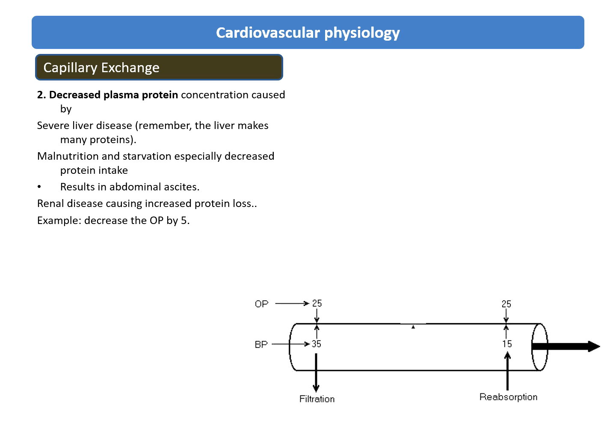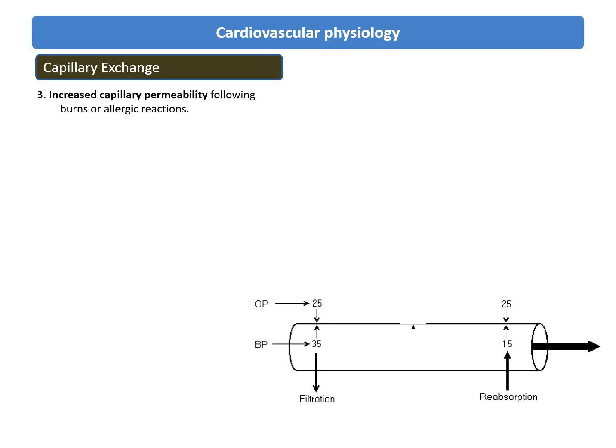For example, if we decrease the osmotic pressure by 5, the filtration pressure now becomes 15. Because the osmotic pressure is 20, the blood pressure is still 35. The reabsorption pressure now becomes 5 because the osmotic pressure again is 20. 15 from 20 is 5. What is the net? 10 filtration pressure.